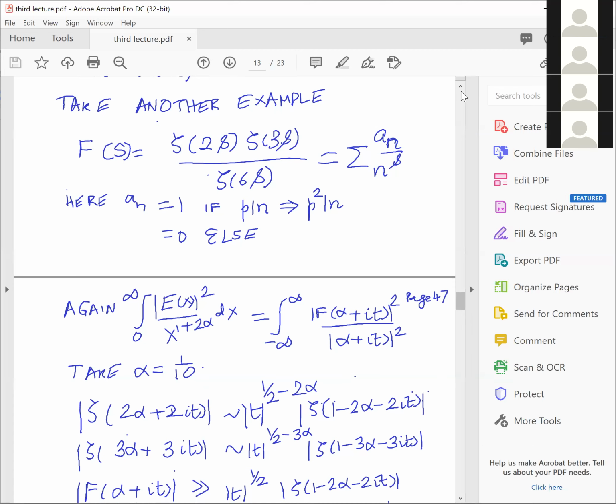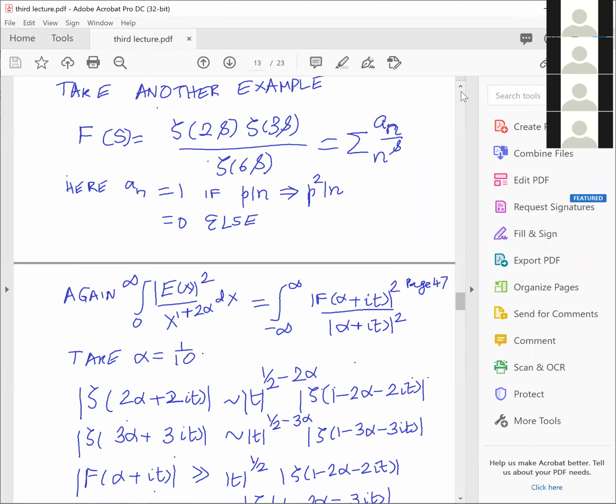When you take alpha equal to 1 over 10, then you have zeta of 2 alpha plus 2it, which gives you something like |t|^(1/2 - 2 alpha) as the order. Because that's exactly what your functional equation will tell you. The functional equation says zeta of sigma plus it is t^(1/2 - sigma) times zeta function at 1 minus sigma plus it. And for this 1 minus sigma plus it towards the right, I just need that its L2 norm is bigger than 1, which is essentially intuited by Ramachandran, and therefore that's not the problem at all.